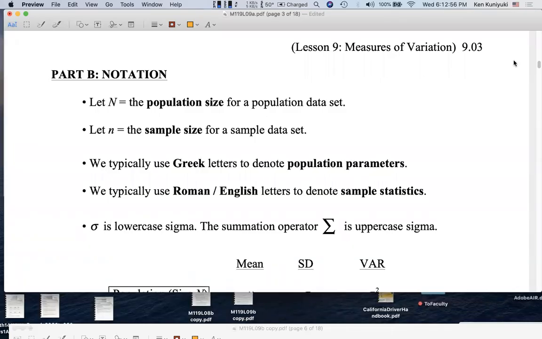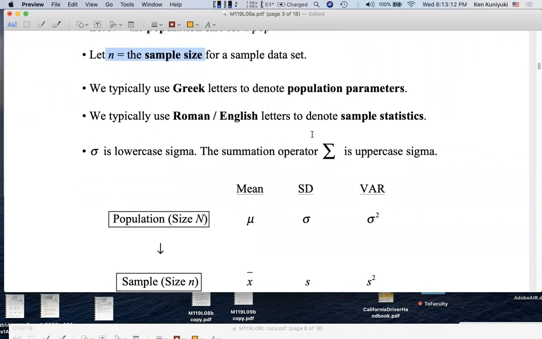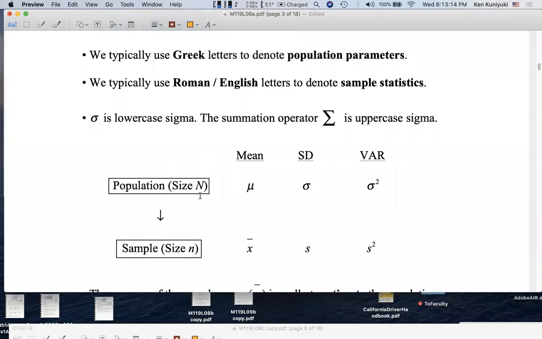Hi everyone. So what notation do we use? Well, remember, we use capital N to indicate the population size for a population data set. We use little n for the sample size for a sample data set. So population size is capital N, sample size is little n.